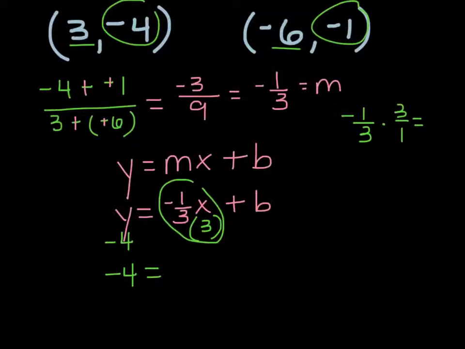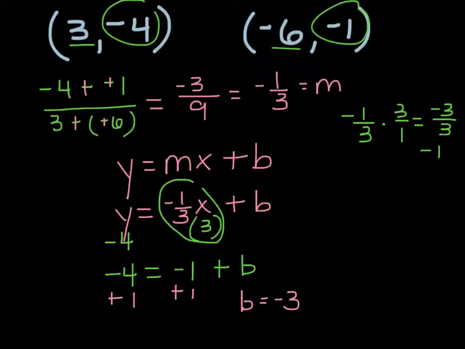Okay, if I multiply straight across, it looks like I get negative 3 over 3, which is the same as negative 1. Okay, so just put that down there, plus b. Now I want to solve for b, so I need to add 1 to both sides. So I get b equals negative 3.